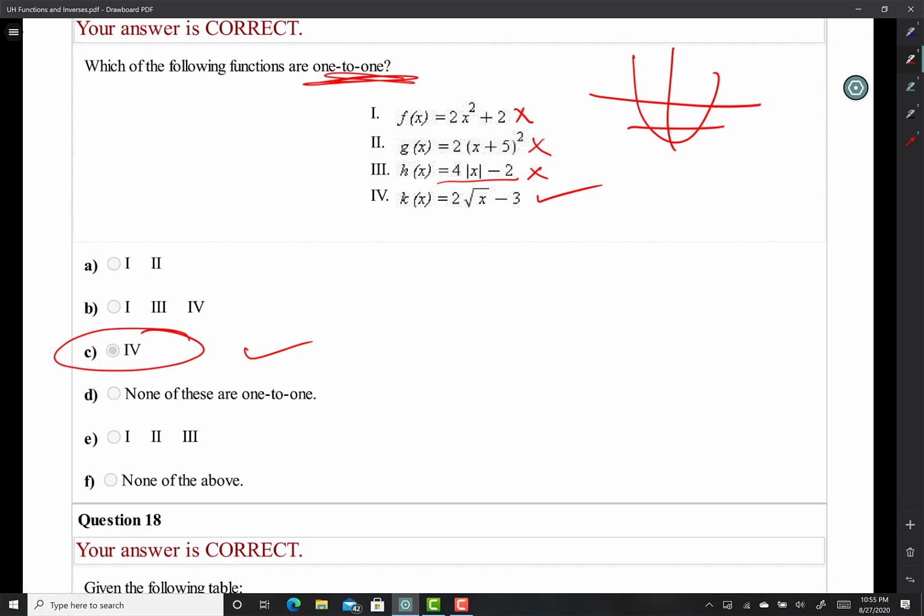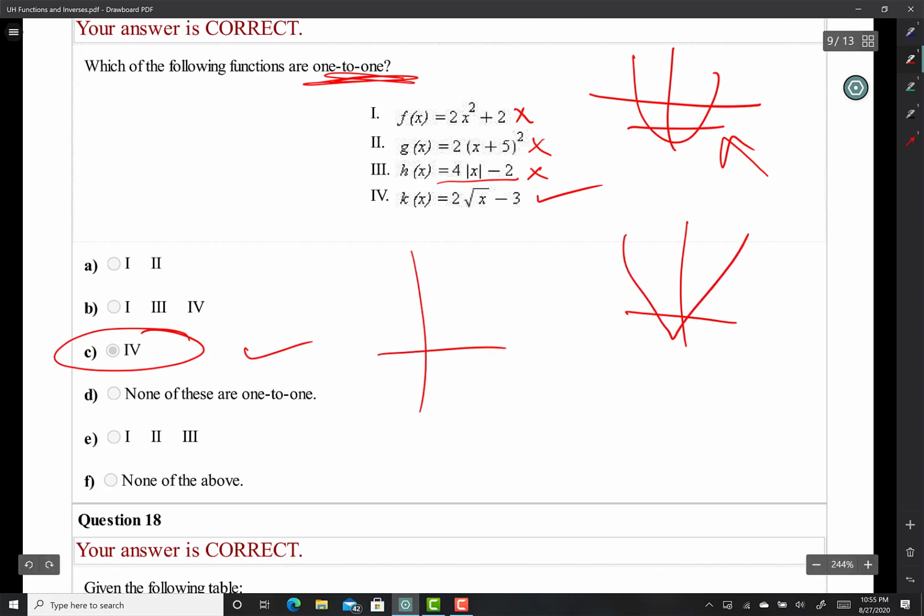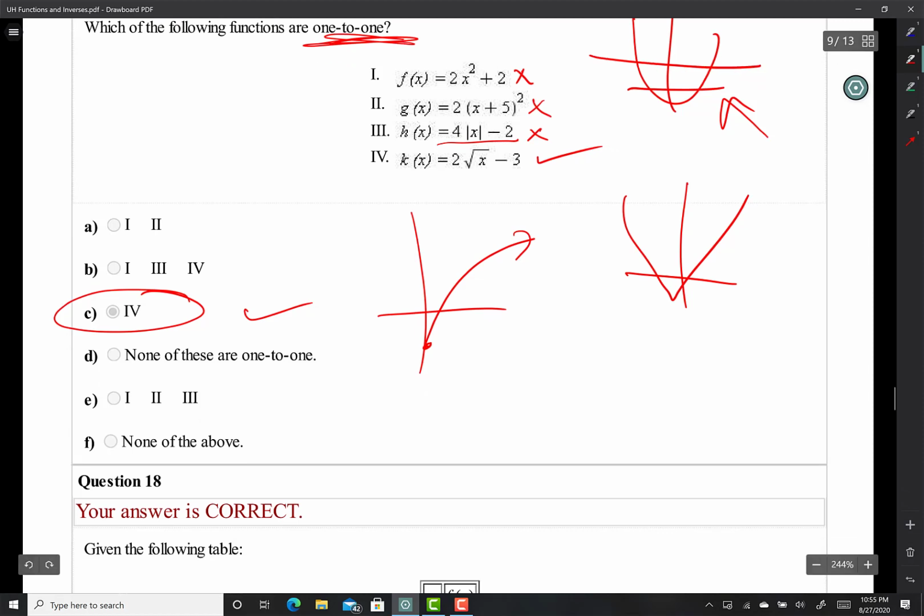In case you need a visual, the two parabolas look like this, and then the absolute value just looks like something like that. And then the square root one looks like, if you want to be specific, 0, negative 3 with a vertical stretch of 2. I don't think I did a bad job there, but you guys get the picture.